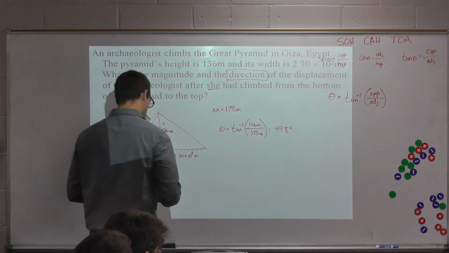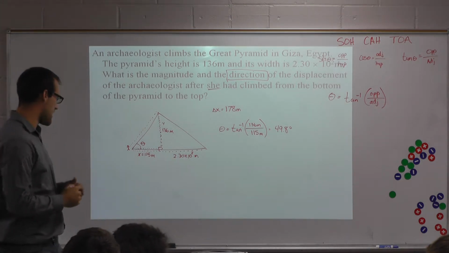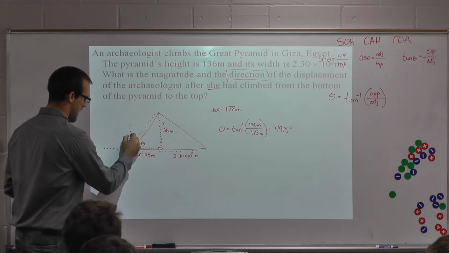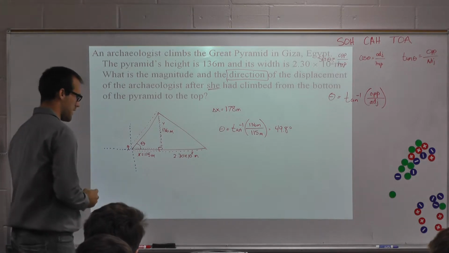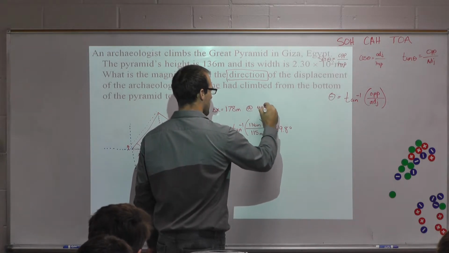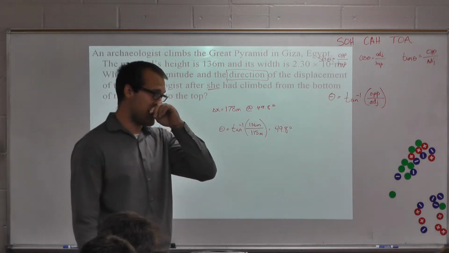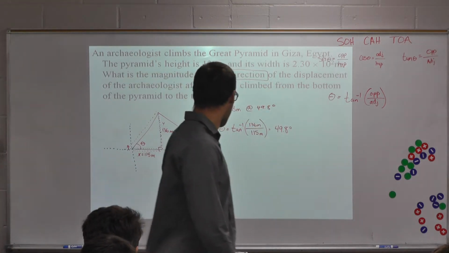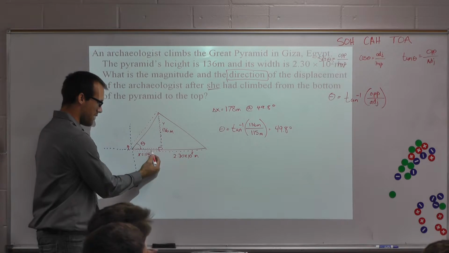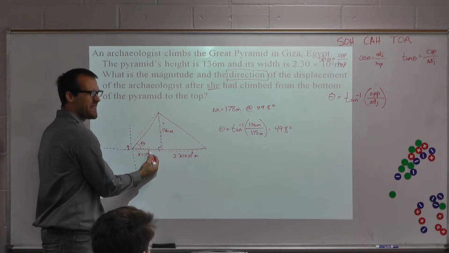All right. Now, here's how you would write this. This is important. Where's our x, y axis here? I would say 178 meters at 49.8 degrees what? Here's the difficult thing. We can't just say southeast. Here's how I say it. The angle is going to be 49.8 degrees north of east.